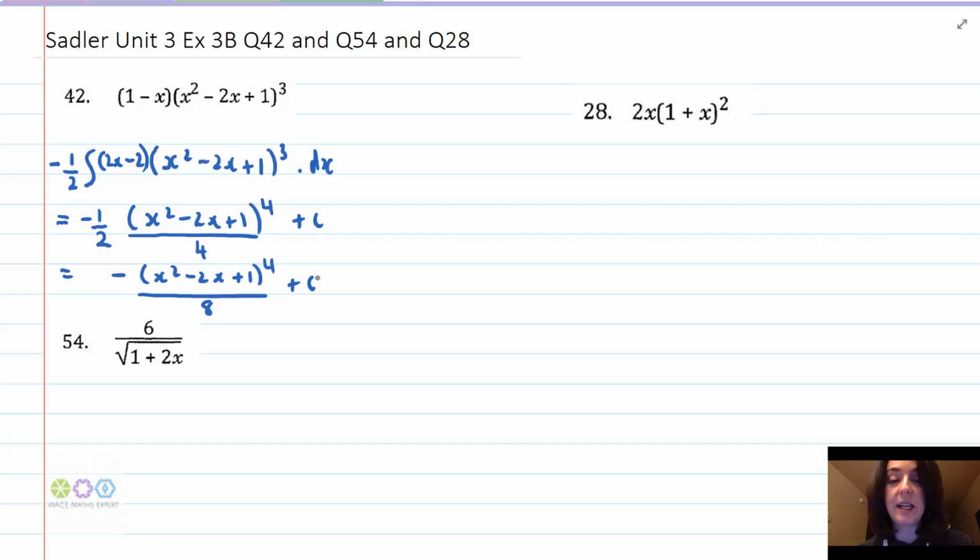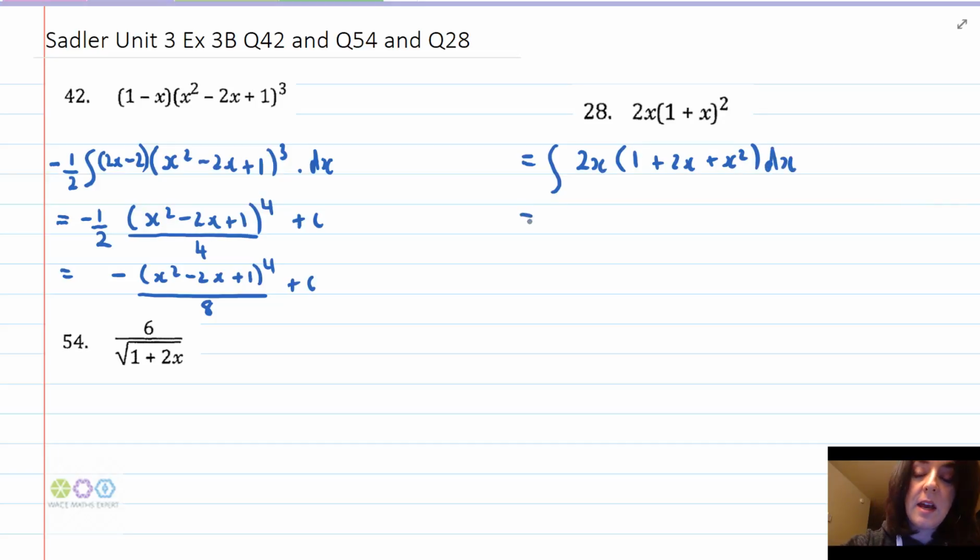Okay, if I look at the one next to it, 28, it sort of looks like 42, except for I have linear inside the bracket and linear outside the bracket. So 2x is not the derivative of 1 plus x. So for this type, I need to actually simplify before I can do any antiderivative. So I have 2x and I have 1 plus 2x plus x squared dx. And I'll keep expanding at this point and simplifying.